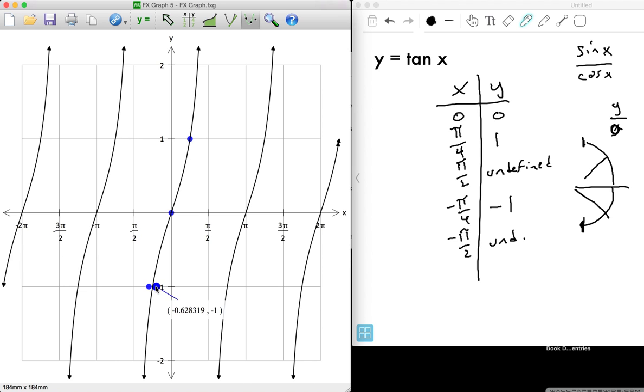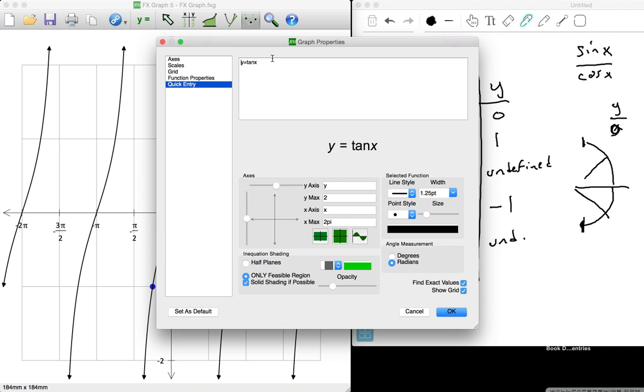Oops. Or at least I'll try to do that. My goodness. Having a hard time. There we go. Right there. Okay. So there's my points at pi by 4, 1, and negative pi by 4, negative 1, right? And I'm going to throw in the vertical asymptotes just for the visual effect that they have.